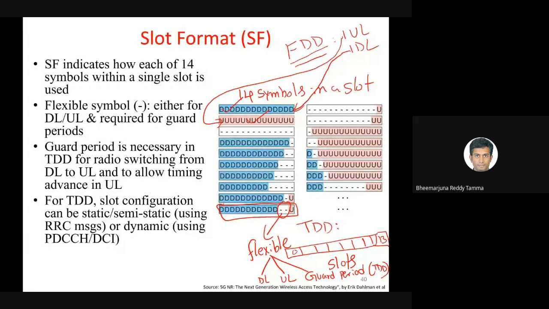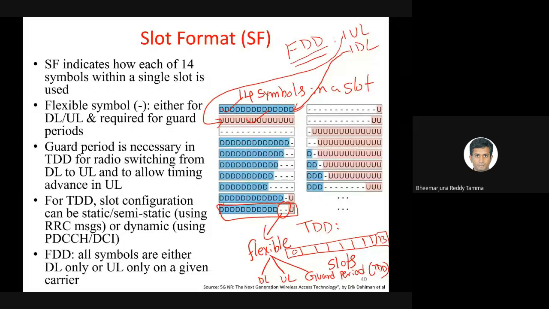We have actually three different configurations of the slots in TDD. One is static, the other one is semi-static, and the last one is dynamic. The control information related to static and semi-static can be conveyed to the users using RRC messages. Whereas the dynamic scheduling information of the slots for downlink and uplink can be conveyed using the physical downlink control channel. And in the case of FDD, as I was just mentioning, on a given carrier frequency, all of them are downlink or uplink all the time.